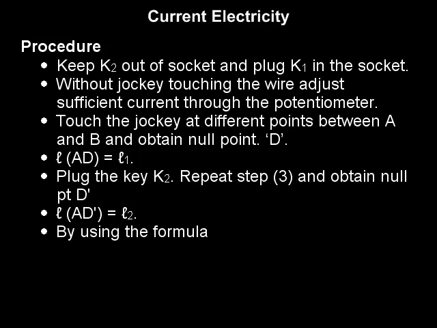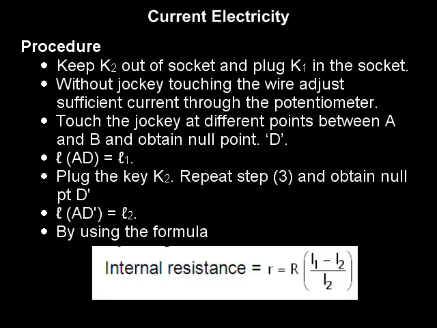Then, by using the formula internal resistance small r is equal to R into bracket L1 minus L2 upon L2, the internal resistance of the cell is calculated.